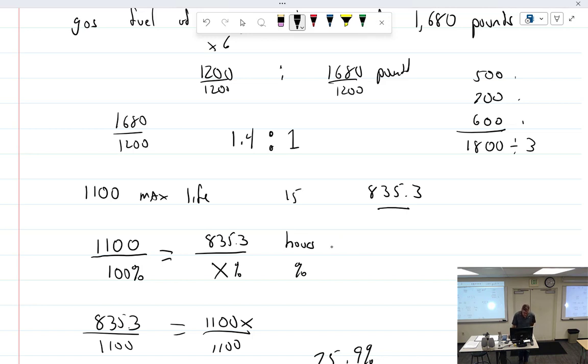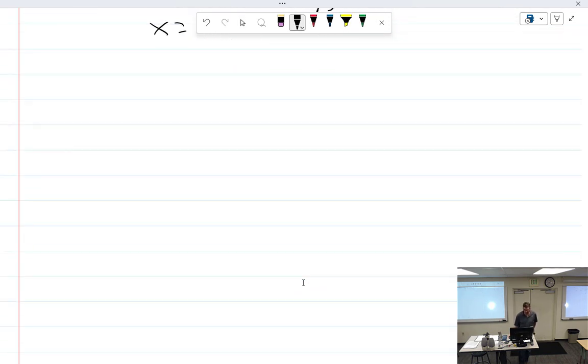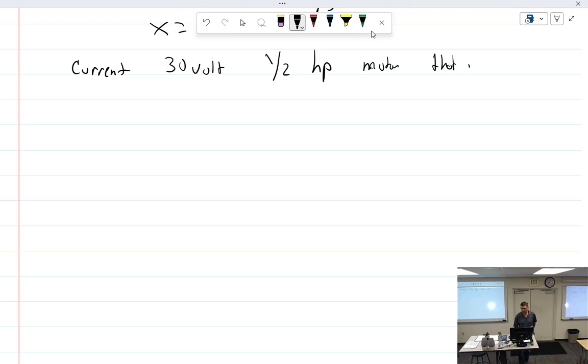Okay, let's see. How much current does a 30 volt, 1/2 horsepower motor that is 85% efficient draw from the bus? The question actually says draw from the bus.